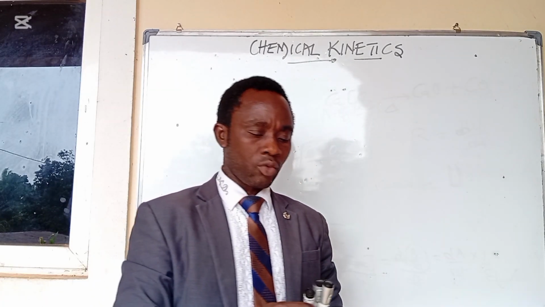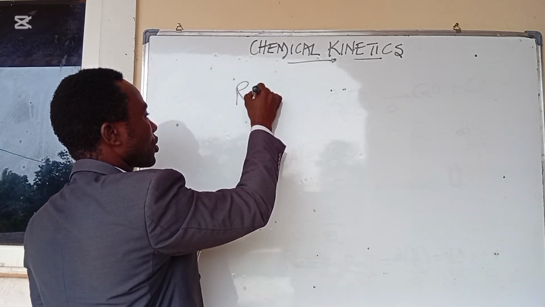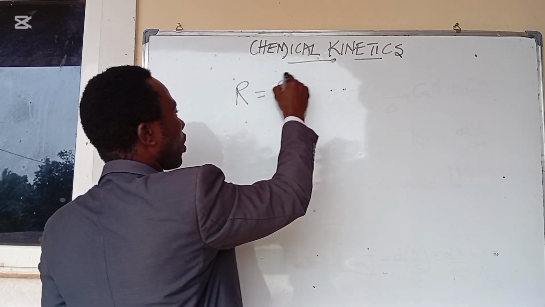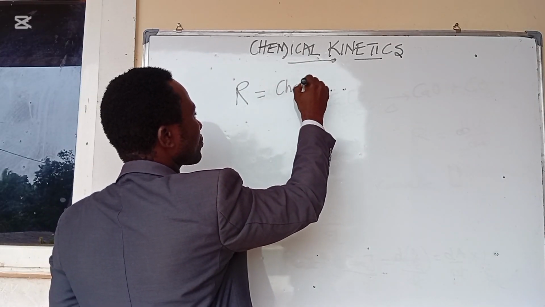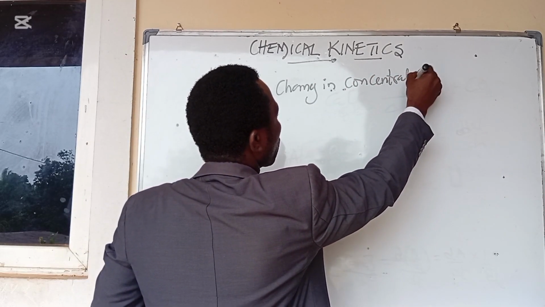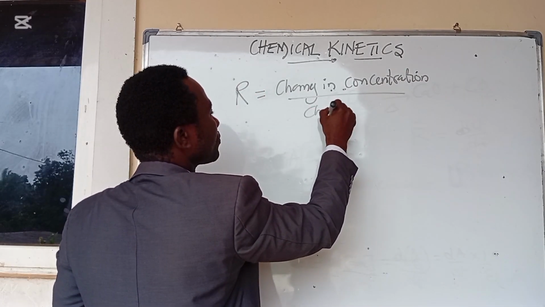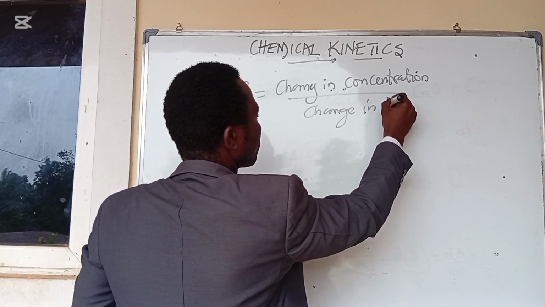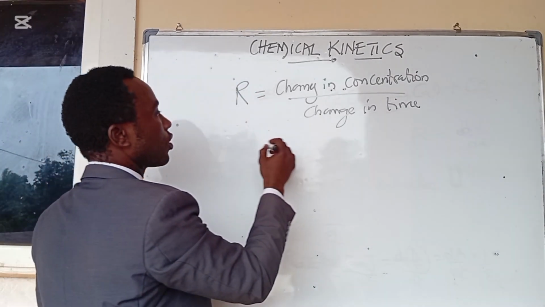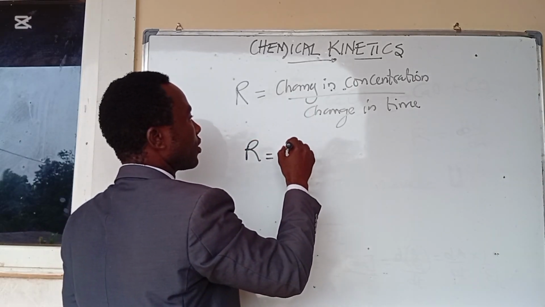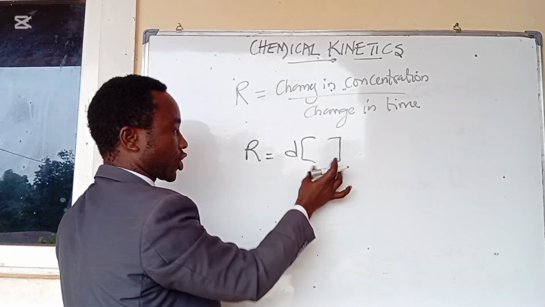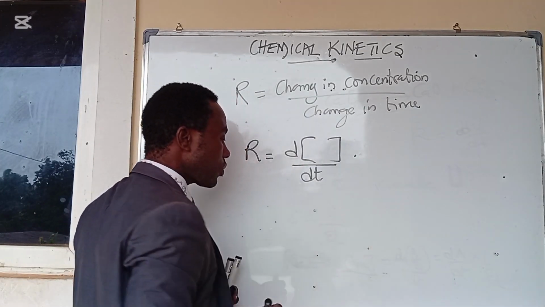Now, we know that the rate of a chemical reaction is equal to concentration change, that is change in concentration over change in time. That is the rate of chemical reaction. So the rate of chemical reaction will be the change in concentration, these symbols here represent concentration, divided by change in time.